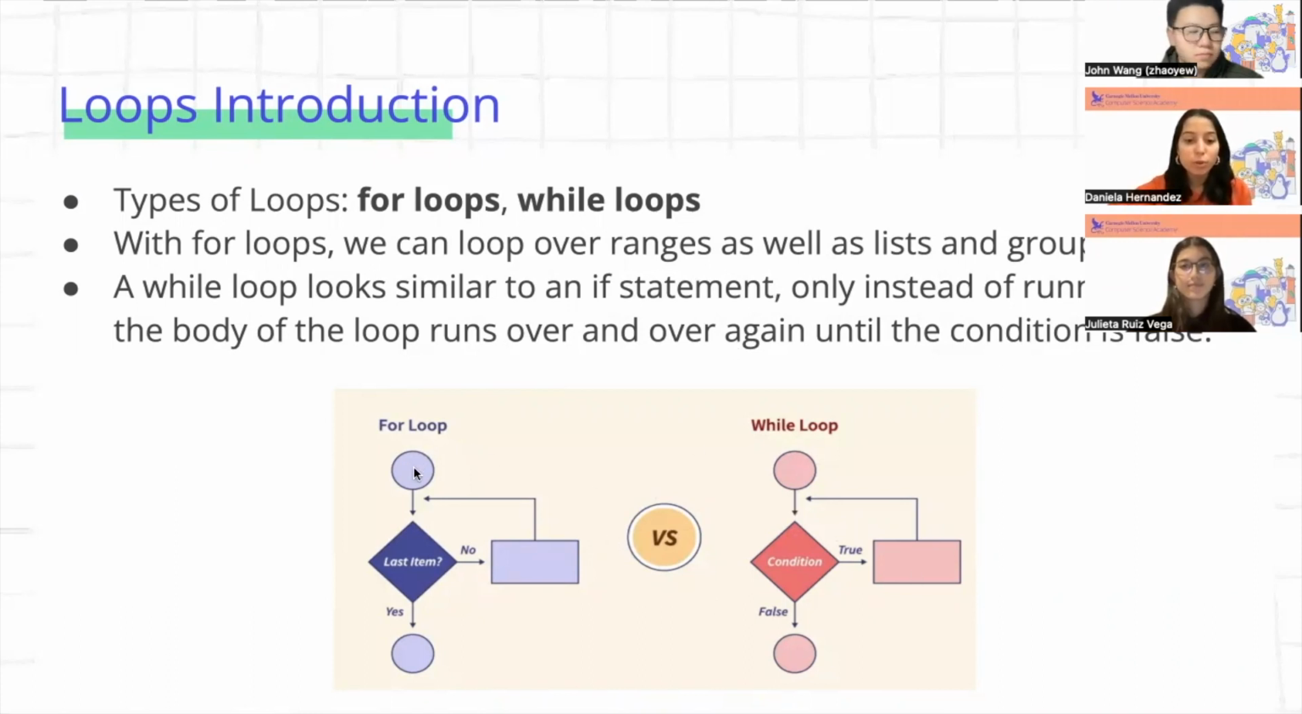So for the for loop, we check, is it the last item? Have we reached the end of our iterations? If that's not true, we go to the top. Otherwise, we terminate. And for the while loop, what we check is, is our condition still met? Yes, we go over to the top again. And if this is false, we terminate.